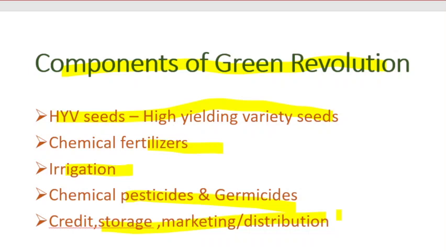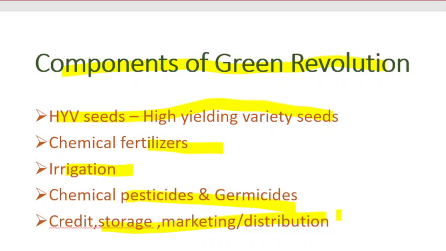So these are the components of the green revolution: high yielding variety seeds, which need chemical fertilizers, along with a proper, continuous flow of water. Chemical pesticides are used to kill the insects so that they do not destroy the crops. And lastly, farmers must be able to avail the HYV seeds easily, with easy loans provided by banks or financial institutions.